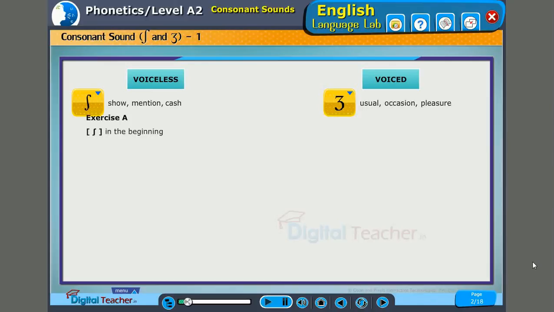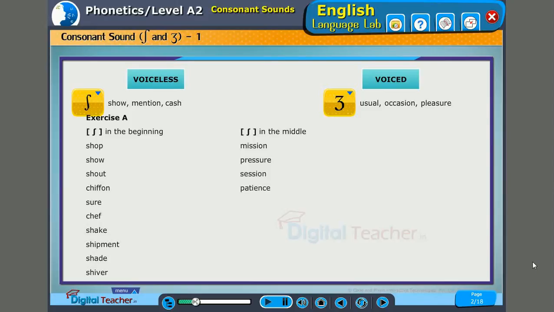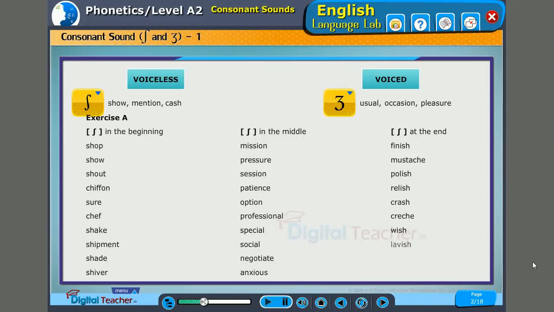Sh sound at the beginning of the word as in shop, show, shout, chiffon, sure, chef, shake, shipment, shade, shiver. Sh sound in the middle of the word as in mission, pressure, session, patience, option, professional, special, social, negotiate, anxious. Sh sound at the end of the word as in finish, mustache, polish, relish, crash, wish, lavish.